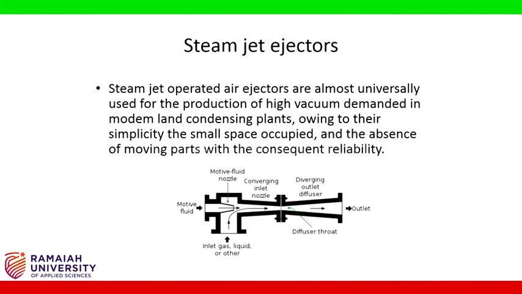Steam jet operated air ejectors are almost universally used for the production of high vacuum demanded in modern land condensing plants, owing to their simplicity, the small space occupied, and the absence of moving parts with the consequent reliability.